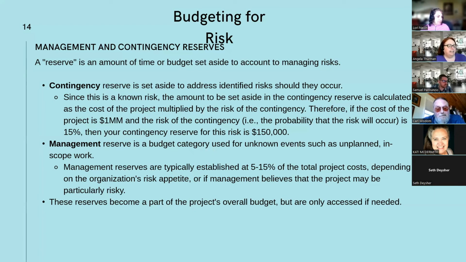Management reserve is a budget category for unknown risks, and it's anything that's unplanned, but within scope of the project. So this is usually established by the organization between 5 and 15%. It's dependent on the organization's appetite for risk. So if your company is really risk averse, it'll be more. If they have an appetite for risk and they're willing to run really hot, it may be lower.